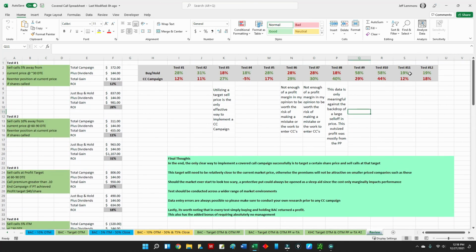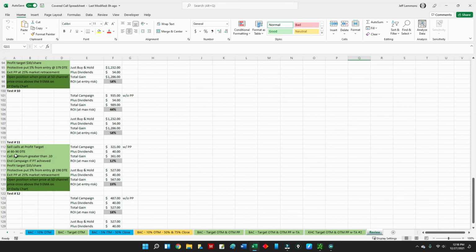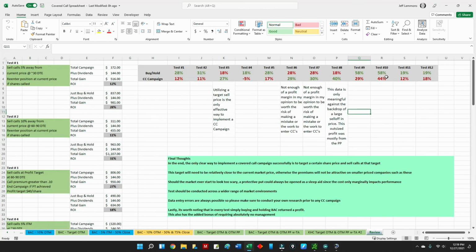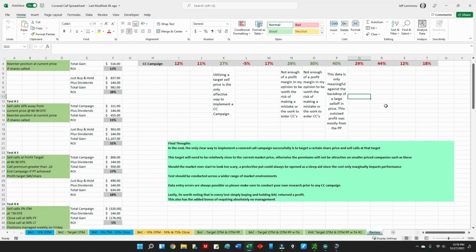Test number 11 is we were going to sell calls at the profit target 60 to 90 days to expiration, using the protective put. Basically the same approach, just using Kraft Heinz, and then again, this was without the protective put. So you can see we had an 18% return without the protective put. We only had a 12% return with the protective put. But again, in both scenarios, the buying and holding would have been the better strategy.